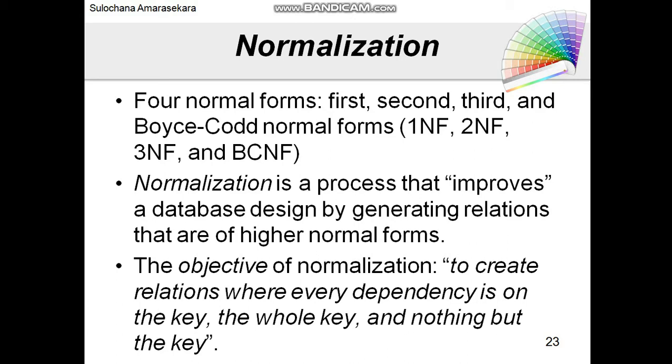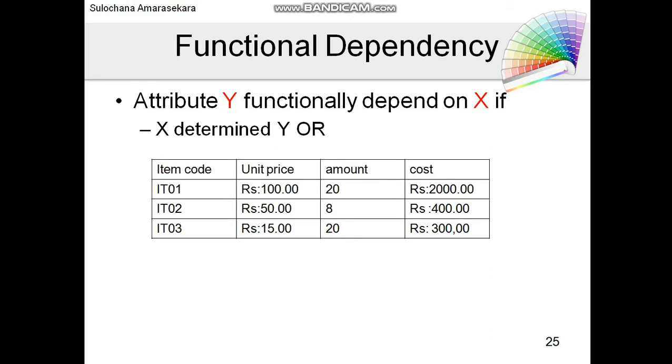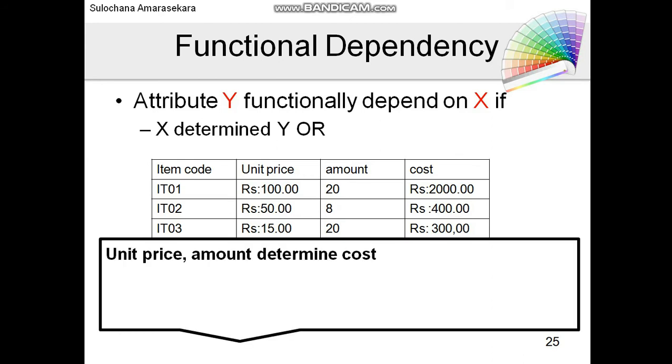Before going to normalization, we need to consider some technical terms that come under normalization. First, functional dependency. If x determines y, we can say y functionally depends on x. You can see here the arrow shows the dependency direction. Now I am going to use an example to describe this situation. This is my example. You can see here cost is obtained by multiplying unit price and amount. That means unit price and amount determine cost.